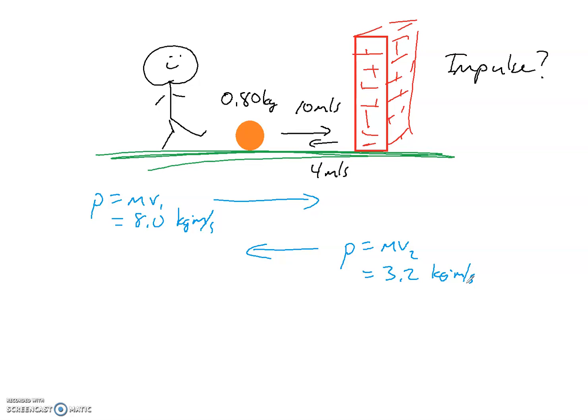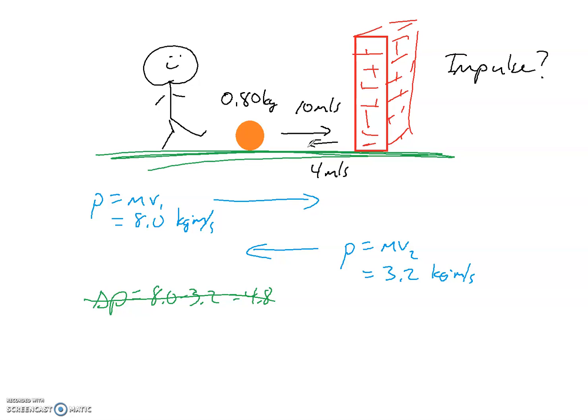Okay, so now I'm looking for the impulse for the ball when it hit the wall. Now, if I do that, of course, impulse is change in momentum. And you might want to just do 8.0, take away 3.2, which is going to give you 4.8 for an impulse, but that would actually be wrong. Now, the reason why that's wrong is because of the change in direction.